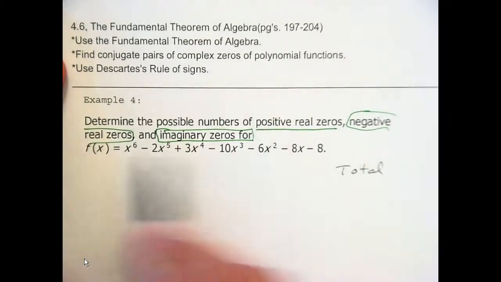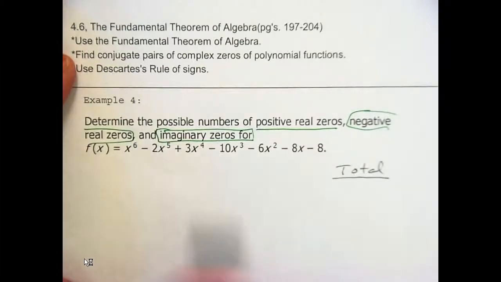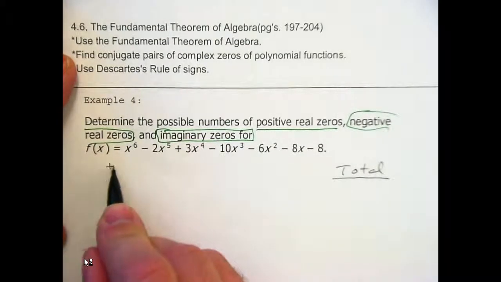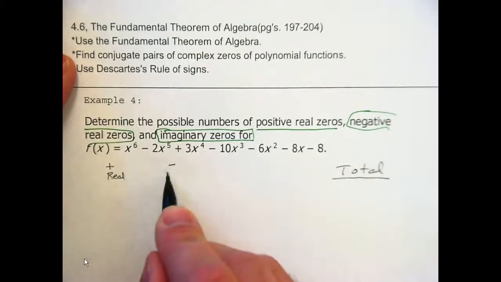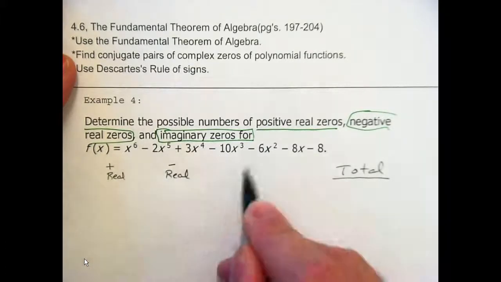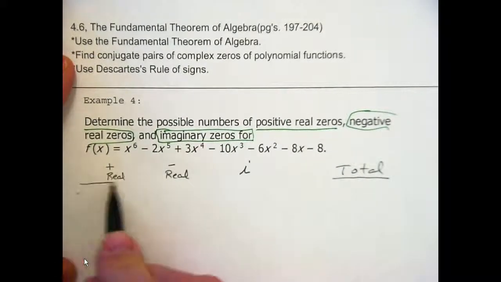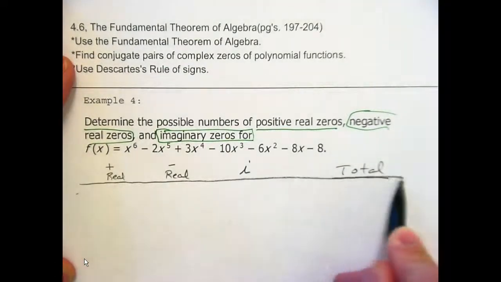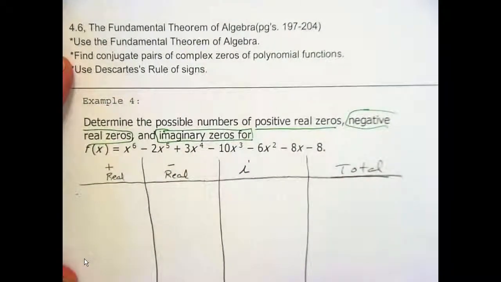Now I'll let you copy this down. I'm going to give you time to copy that down, and I'm going to actually make a table down here to help us out. Positive real, negative real, and imaginary. What's that? No. Sorry.